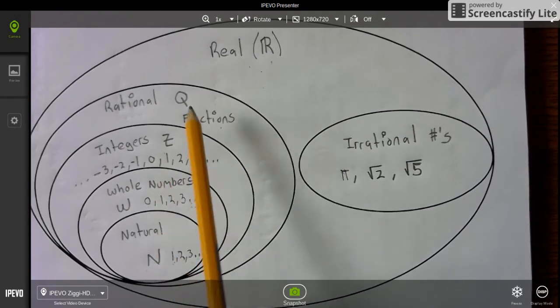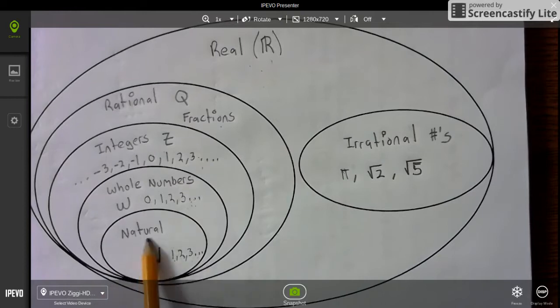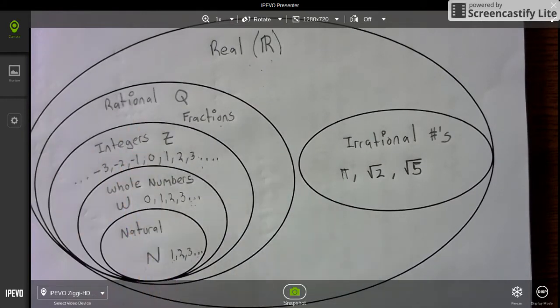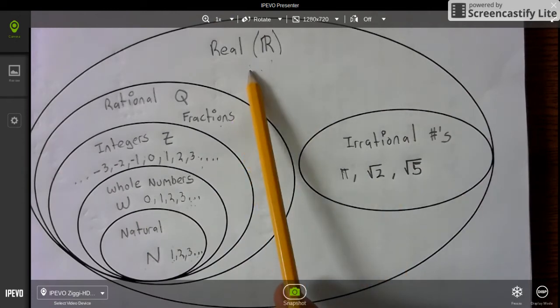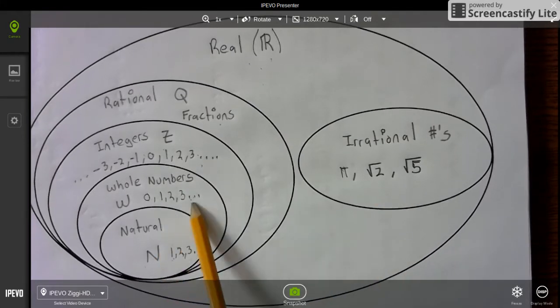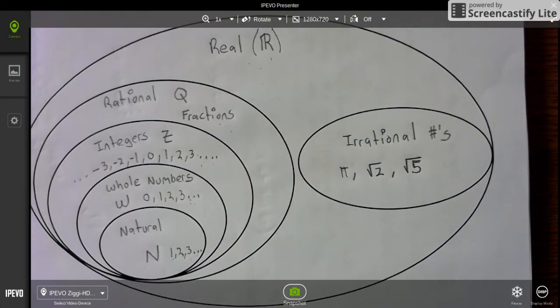So all of these are subsets of the real numbers. And this is a subset of whole numbers, which is a subset of integers, and so on. Okay. Now, irrational numbers are still a set of real numbers, but they're not included here. So irrational numbers are pi, square root of 2, square root of 5, and so on. And so irrational numbers are numbers that do not fit in any of these sets.